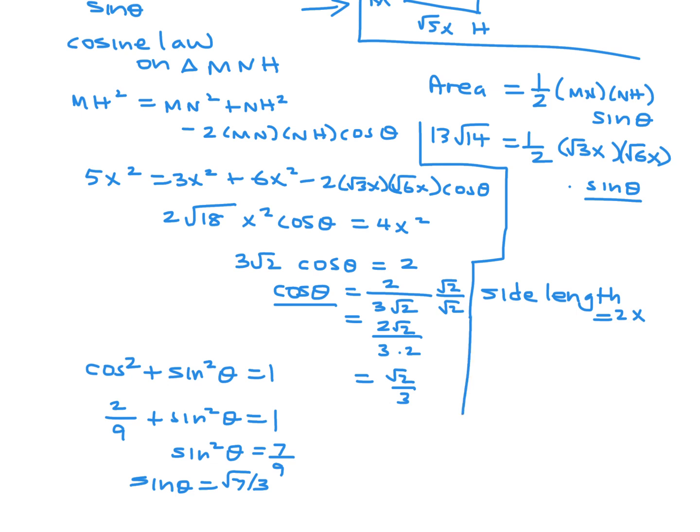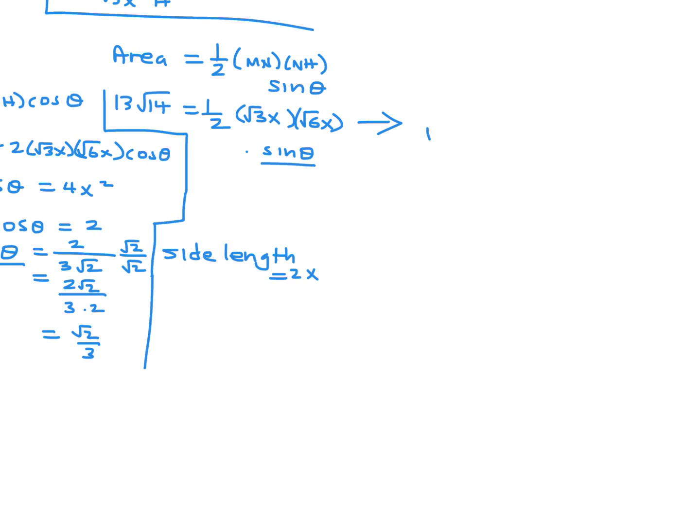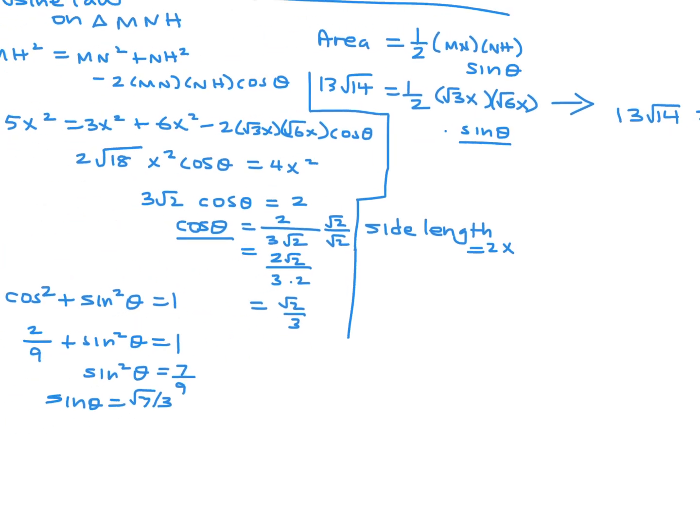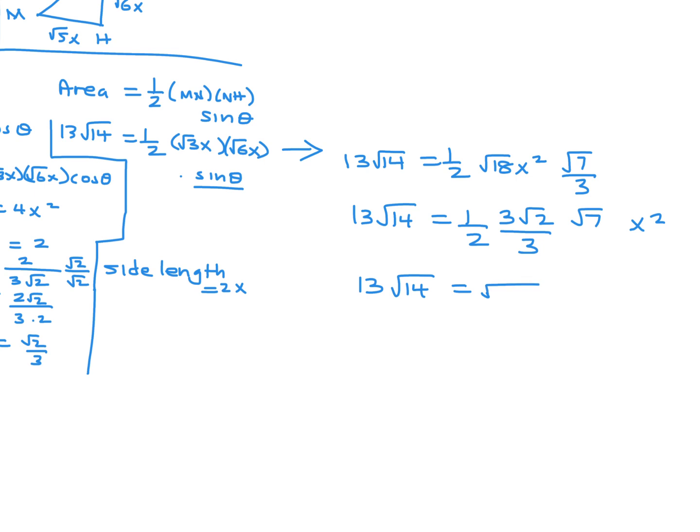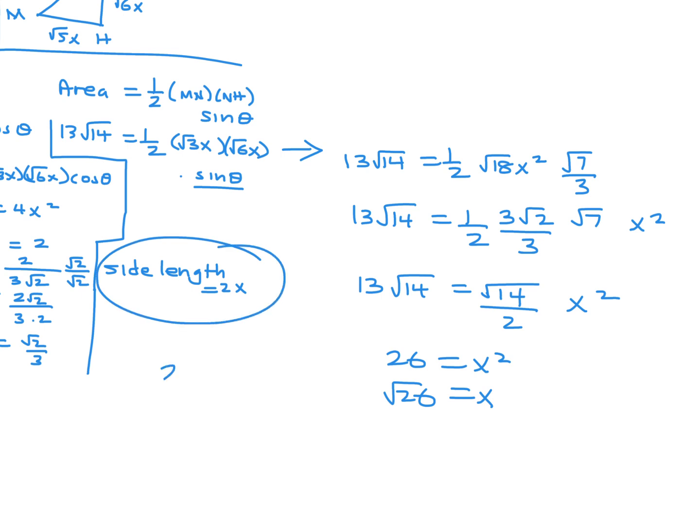Okay, finally. So, take this. 13 root 14 is equal to 1/2 root 18 x squared, and then sine theta, what was it again? Root 7 over 3. So 13 root 14 is equal to 1/2, that's 3 root 2, root 7 x squared, and then over 3. So let's see here. Root 14 times 13. The 3's cancel. That becomes root 14 when you multiply root 2 by root 7. Okay, so the root 14's cancel. Then 26 is x squared. So x is root 26. And then finally the side length is 2x. So 2x is equal to 2 root 26. Oh, there we go. That is the answer to the final question.